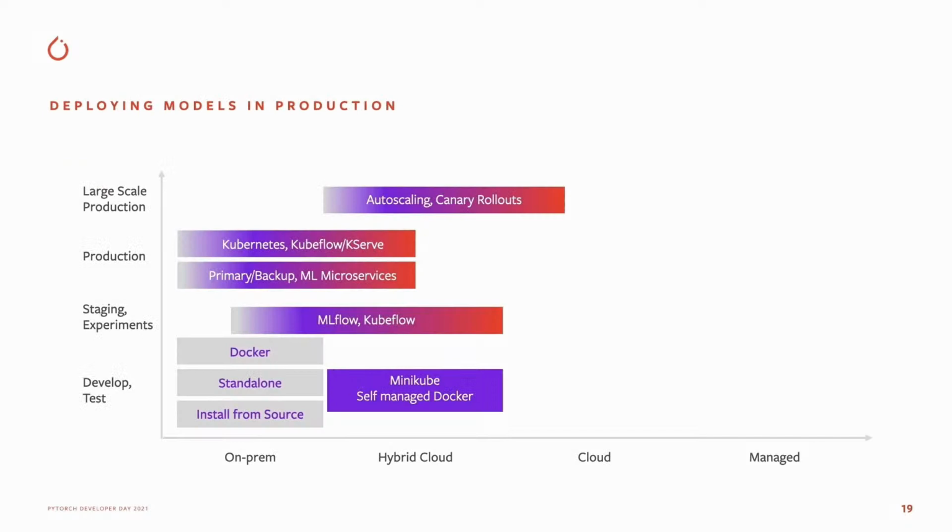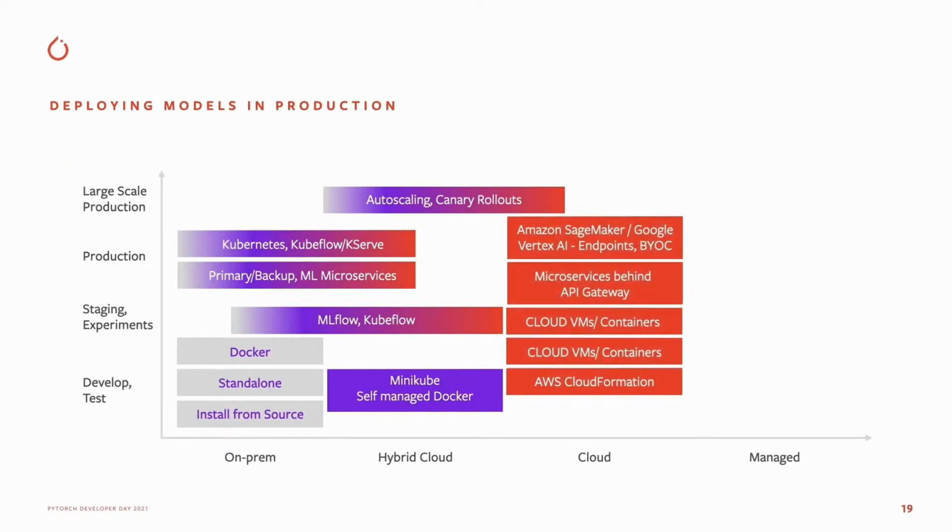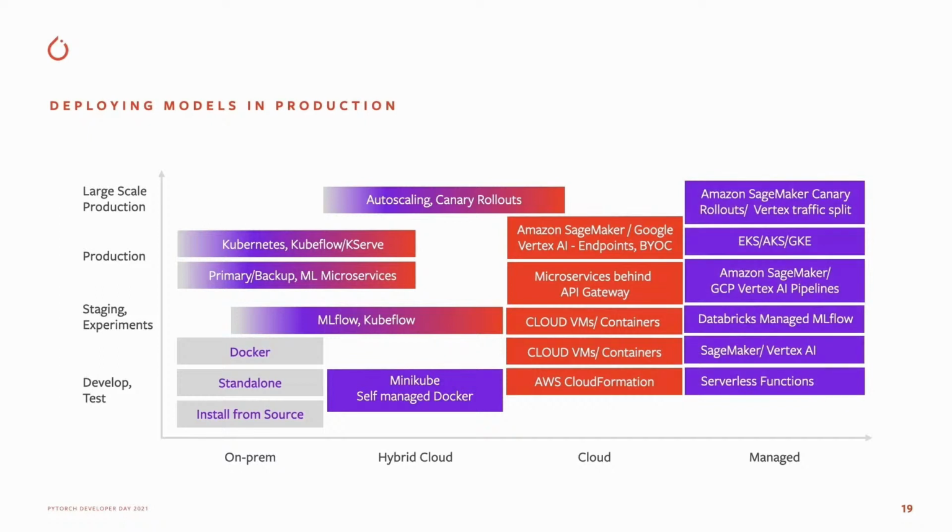TorchServe offers a range of deployment options ranging from on-prem to hybrid cloud, and fully managed solutions. Depending upon your development lifecycle stage, you can start simple during dev testing with a standalone setup, install from source, use an AWS CloudFormation template or a Docker container or serverless functions to quickly get started.